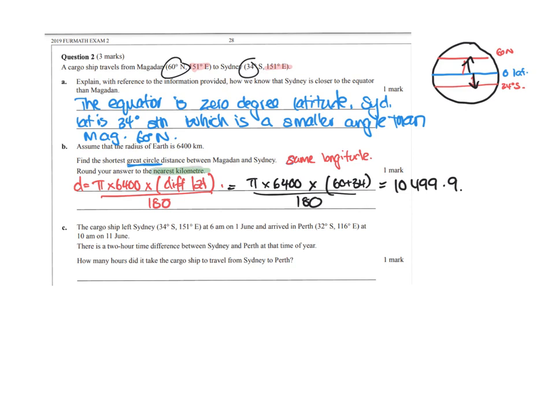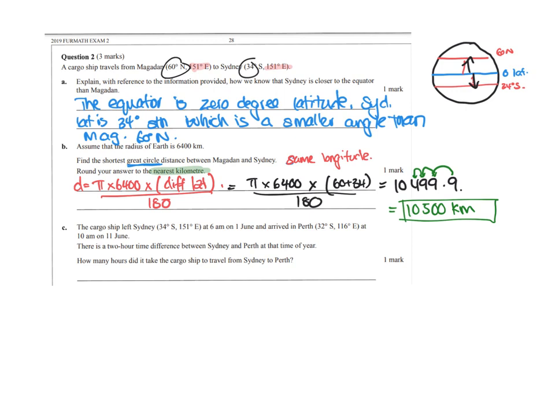Now they asked you to go to the nearest kilometre. So when you look at that, you have to round that up. Because that's a 9, that gets rounded up, and because that's a 9, it gets rounded up. So your answer actually has to be 10,500 kilometres, and I would tip that would have got a lot of people. It's only 1 mark, so unless you had that, you weren't getting the 1 mark.